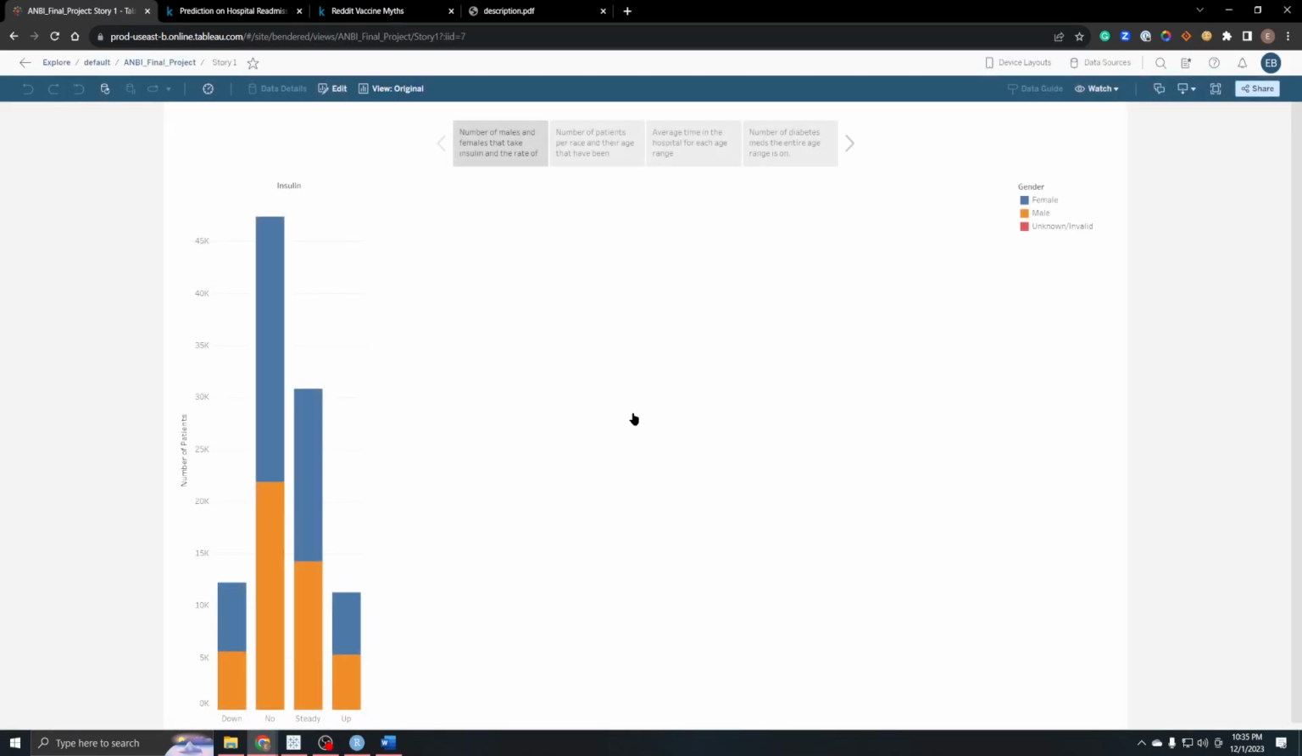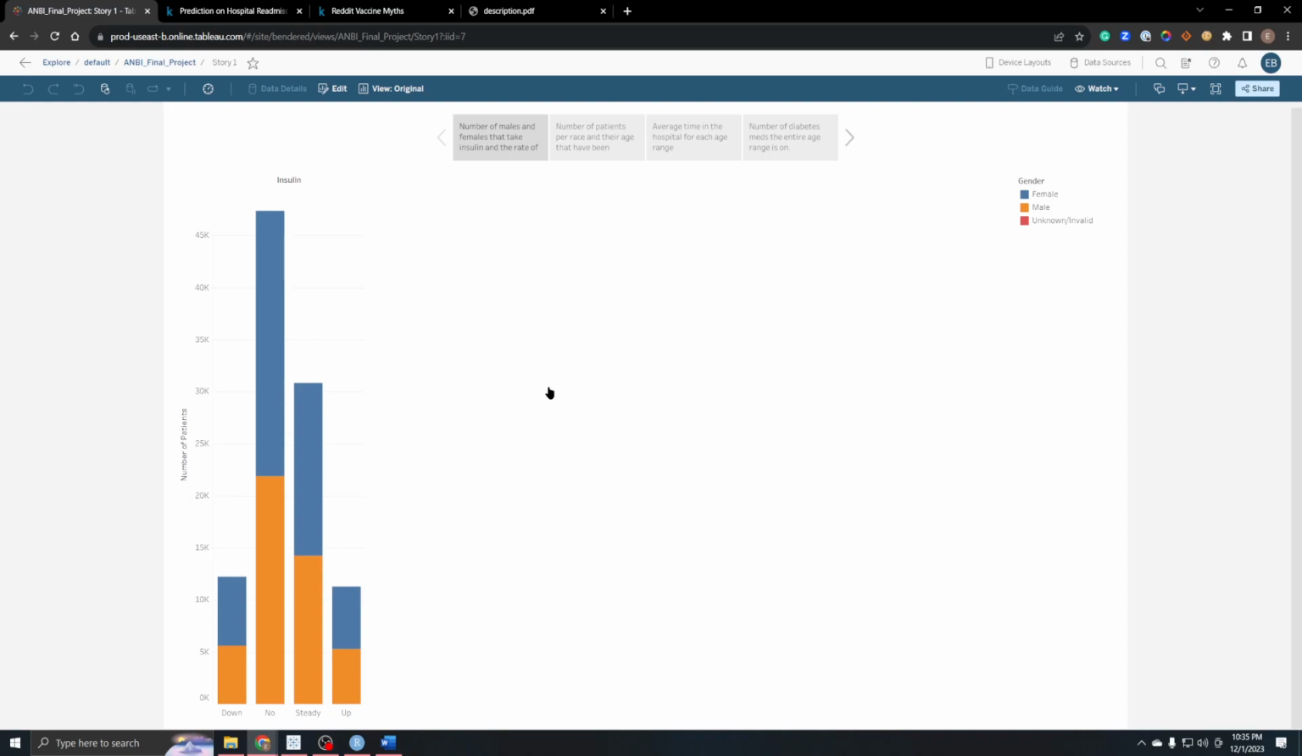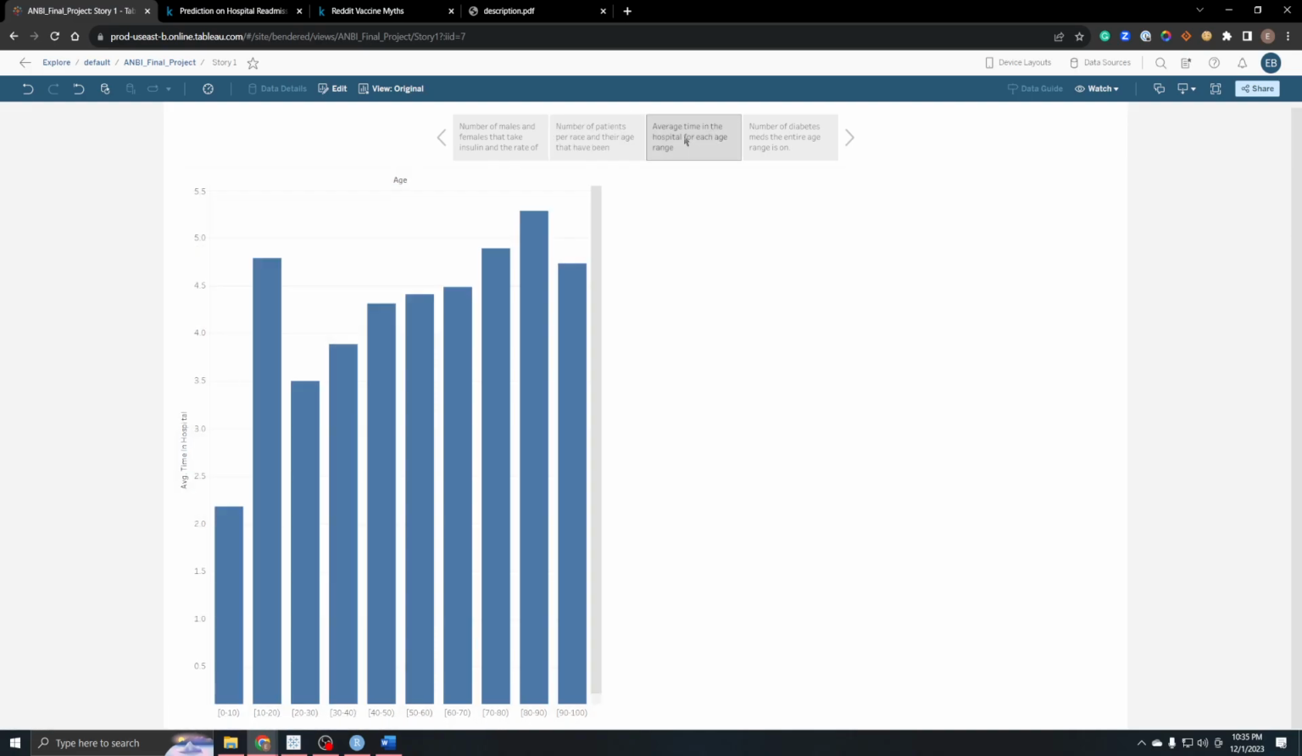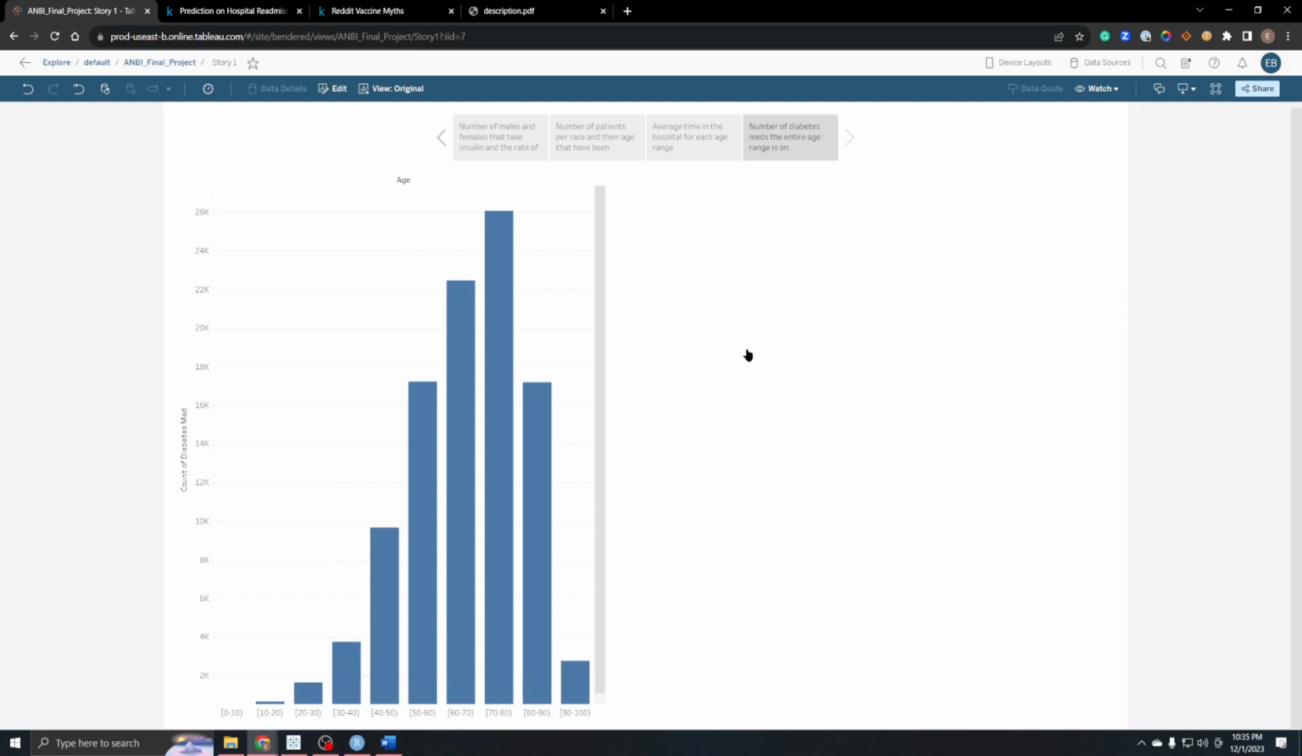And then we'll go ahead and actually look at the story. And here's the story that I created, again with the same visualizations that I created in Tableau. So here, like I said before, is the number of males and females that take insulin and their rate of receival. This one here is the number of patients per race and their age that have been diagnosed with diabetes. Here we have the average time in the hospital for each age range. And here we have the number of diabetes meds the entire age range is on.